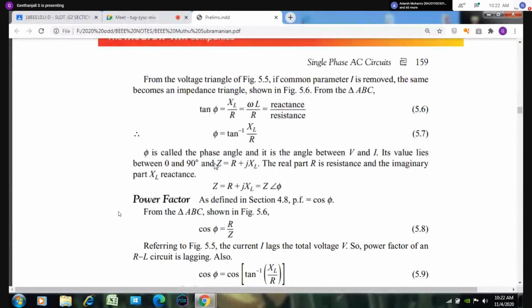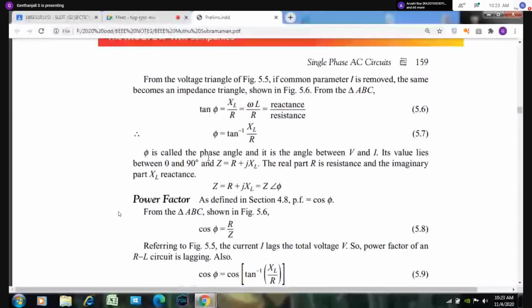Okay. Then tan phi. From the triangle, all of you tell the expression for tan phi. From that, we can conclude that tan phi is equal to XL by R. We know the expression for XL, that is omega L by R, where XL is the inductive reactance. So phi is equal to tan inverse of XL by R. Phi is called the phase angle, that is the angle between V and I, as we already know.